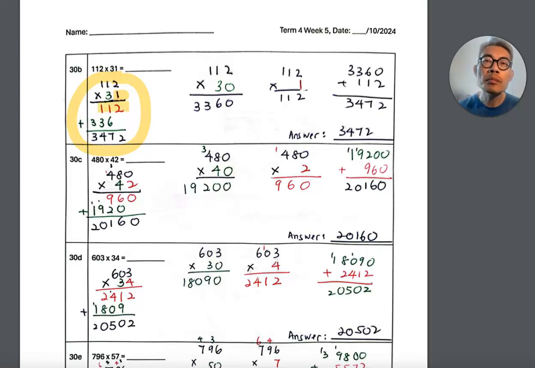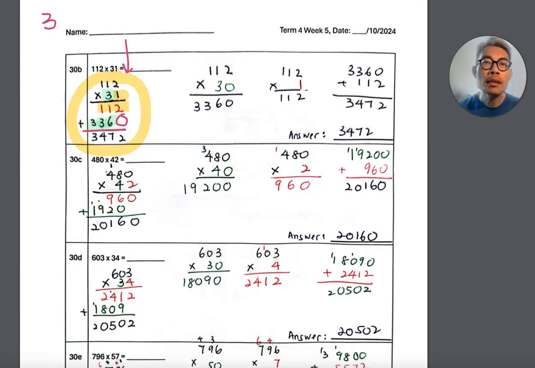Then I'm going to multiply by 3. So 2 times 3 is 6. 1 times 3 is 3. 1 times 3 is 3. Remember this part, there's nothing. This part is supposed to be a 0. Then I add this together. I have my 3,472.